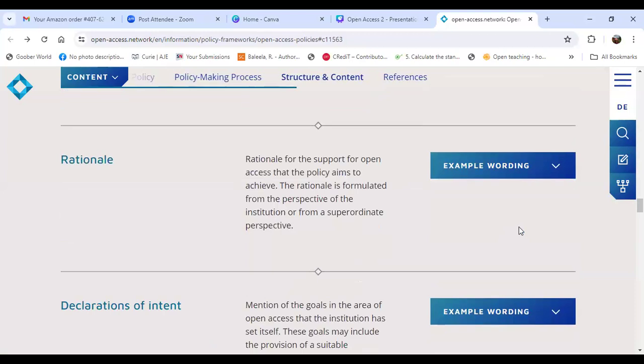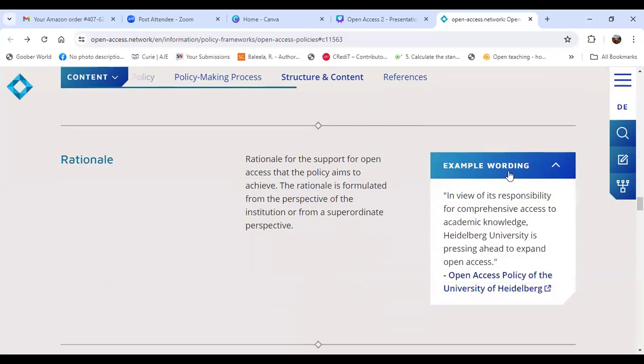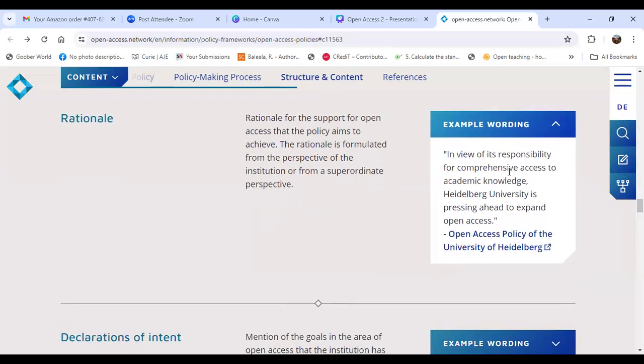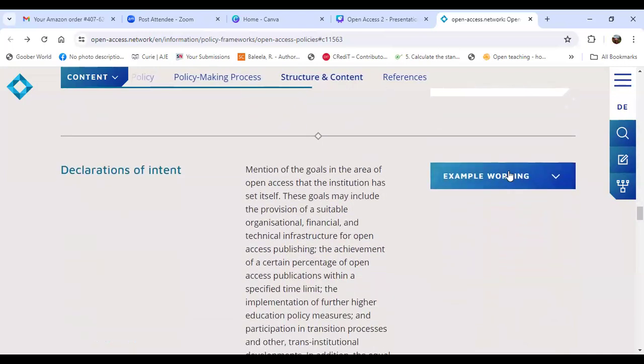In some policies, you will have a rationale for support of open access. And it's formulated as something like this: in view of its responsibility for comprehensive access to academic knowledge, Heidelberg University is pressing ahead to expand open access. This could be the rationale for certain universities or institutions.